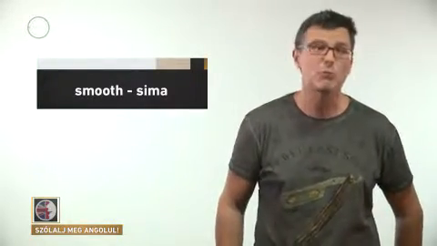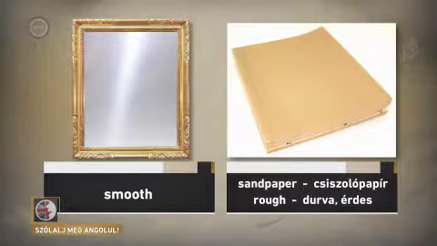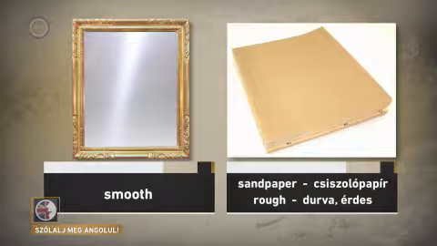Okay, knead the dough for 5 minutes until it is smooth and elastic. Well, we know what smooth is, don't we? Smooth is the opposite of rough. A mirror is smooth, for example, and sandpaper is the opposite. Sandpaper is rough. Okay, now the dough is smooth and elastic.